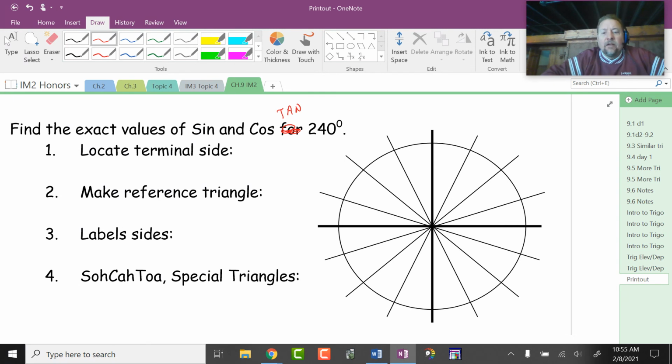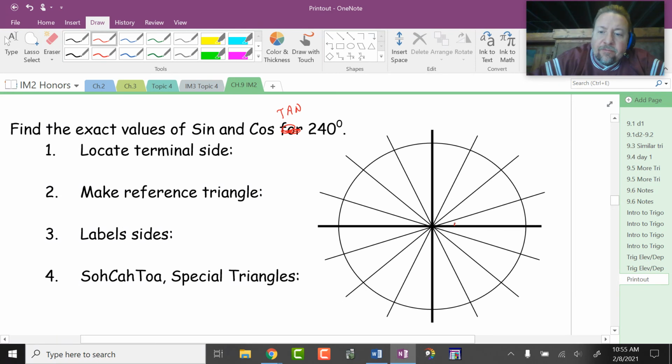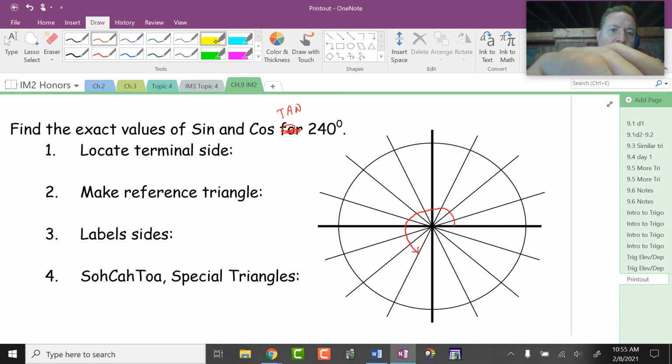So I think we're at Miranda. Where does 240 land? What quadrant? Quadrant 3. 3 is correct. And then here's what we have to figure out. And I'm going to throw out a new word at you, Miranda. It's called reference angle. All right.